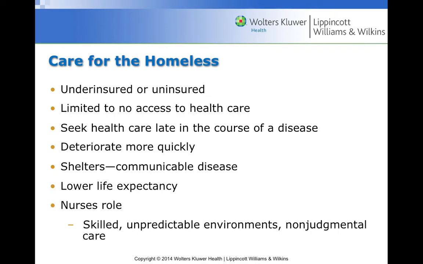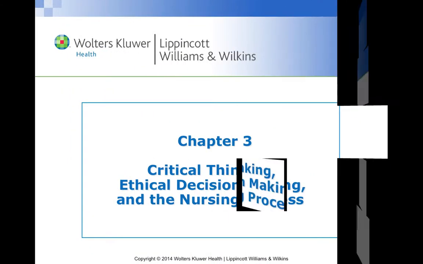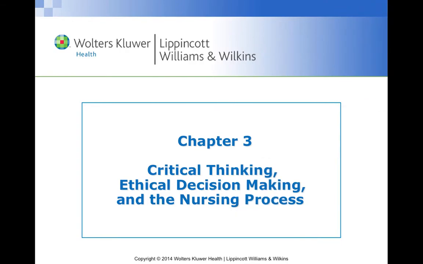So there are community-based resources out there that help this population, and you need to be aware of what they are. And that will conclude chapter 2, and we will go straight into chapter 3, which is critical thinking and ethical decision making. Here's chapter 3, and we will start right away with critical thinking, ethical decision making, and also the nursing process.